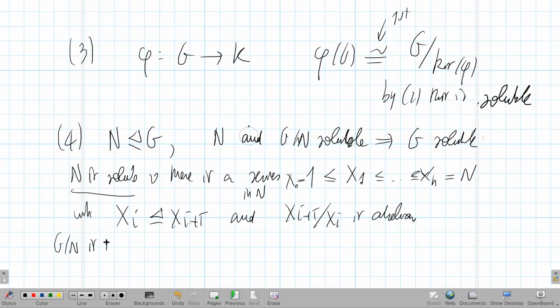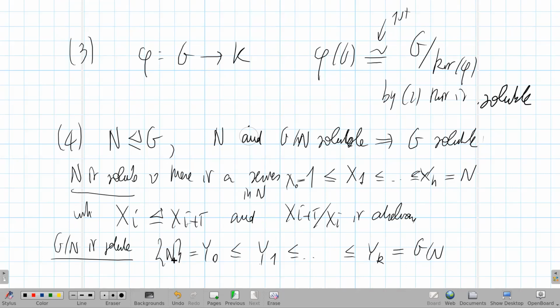G over N is soluble. So this means that there is a similar series, okay? And we'll write it. Y_0, Y_1 and so on until Y_k, which is G over N. Y_0 is nothing else than the trivial subgroup of G over N. And we saw that this is just the subset consisting of N, being the identity of G over N. And so this is G over N.